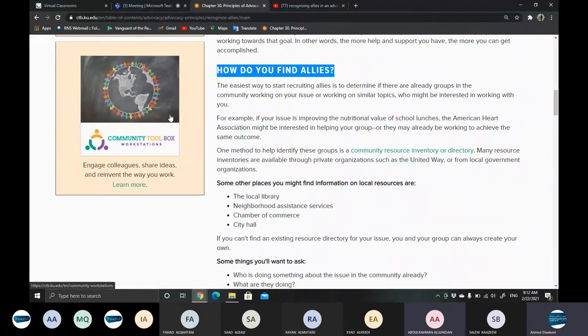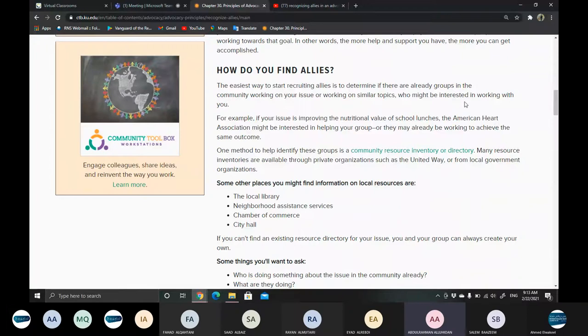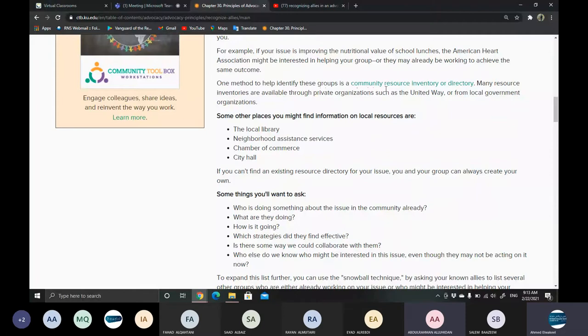The easiest way to start recruiting allies is to determine if there are already groups in the community working on your issue or working on similar topics who might be interested in working with you. For example, if your issue is improving the nutritional value of school lunches, the American Heart Association might be interested in helping your group, or they may already be working to achieve the same outcome. One method to help identify these groups is a community resource inventory or directory. Many resource inventories are available through private organizations such as the United Way or from local government organizations.